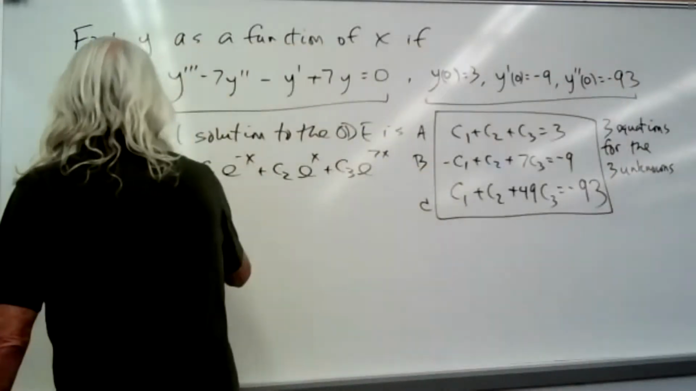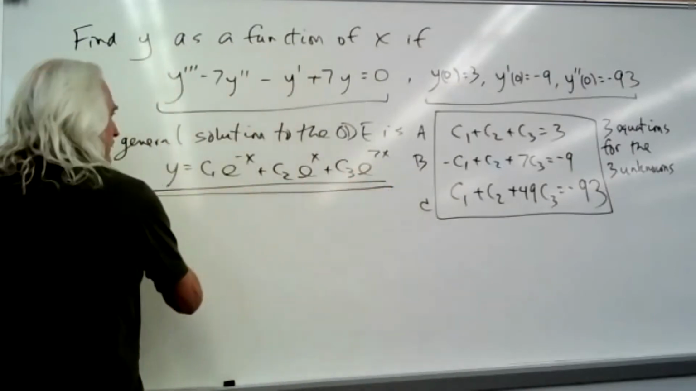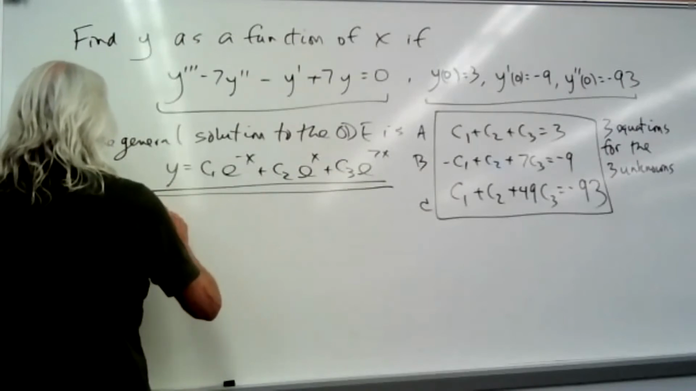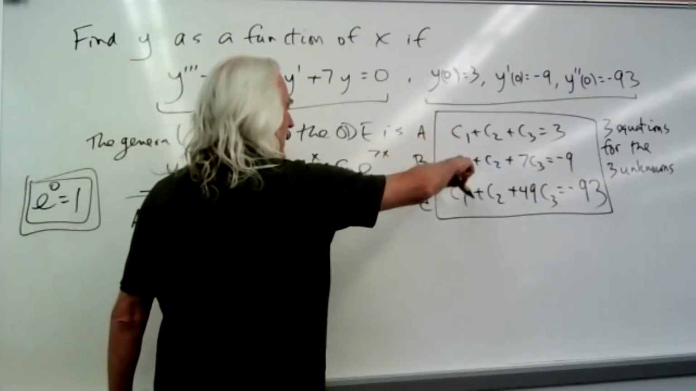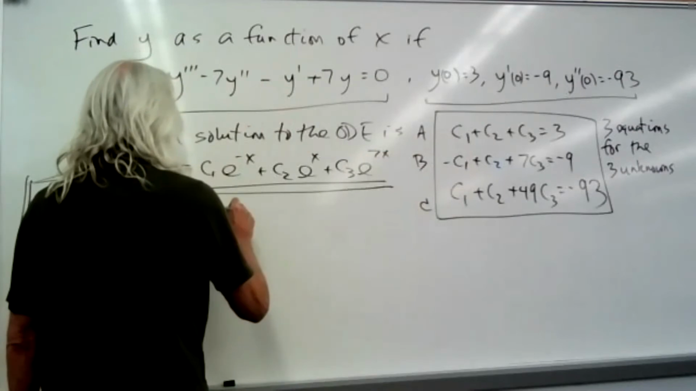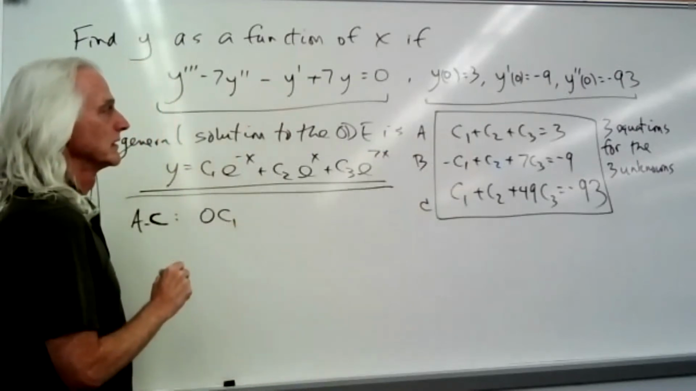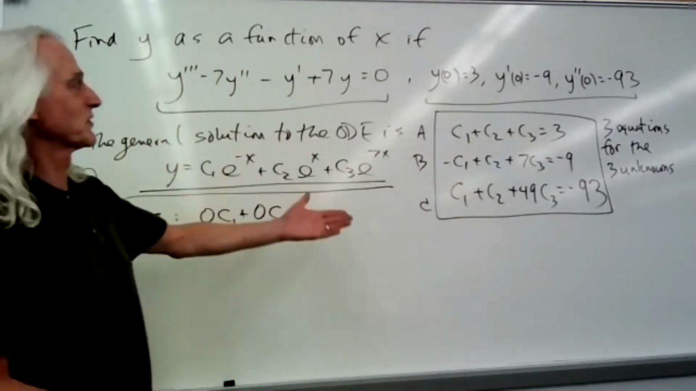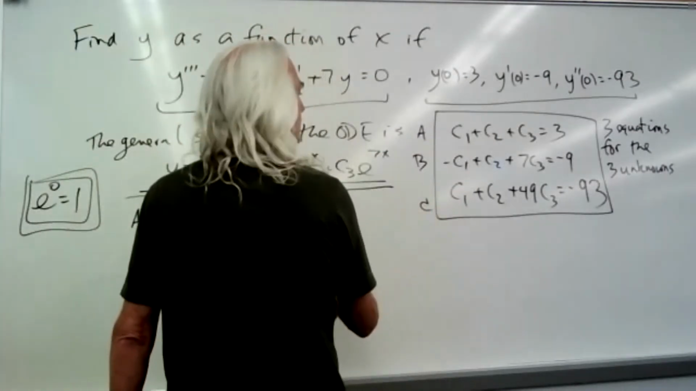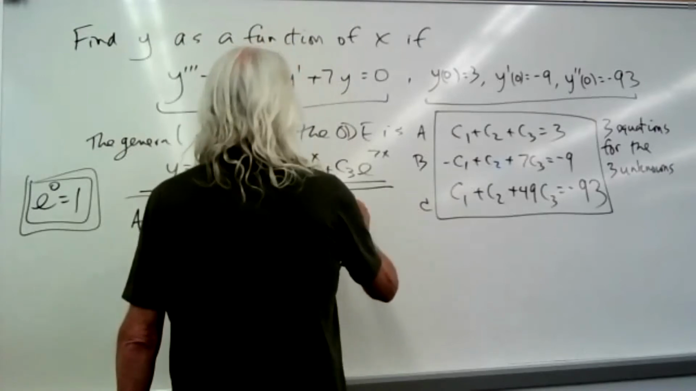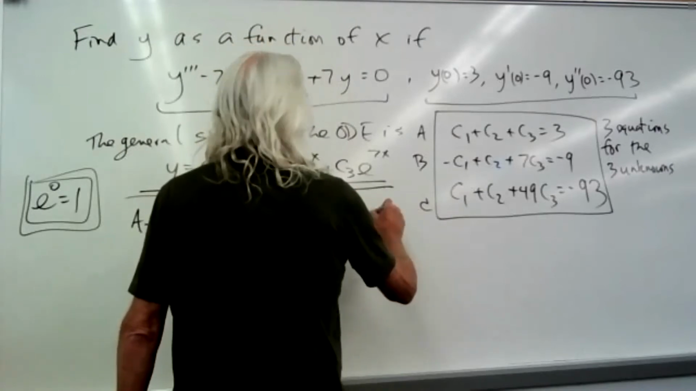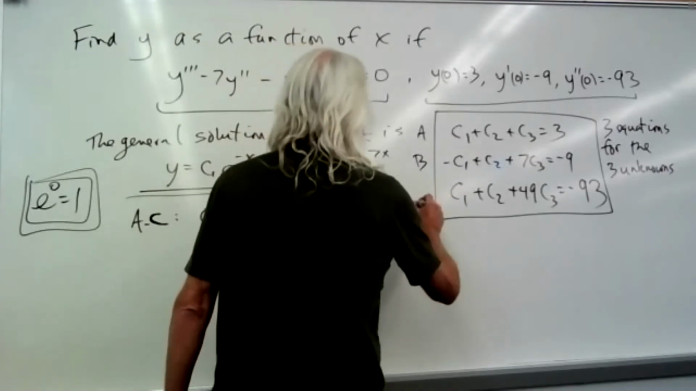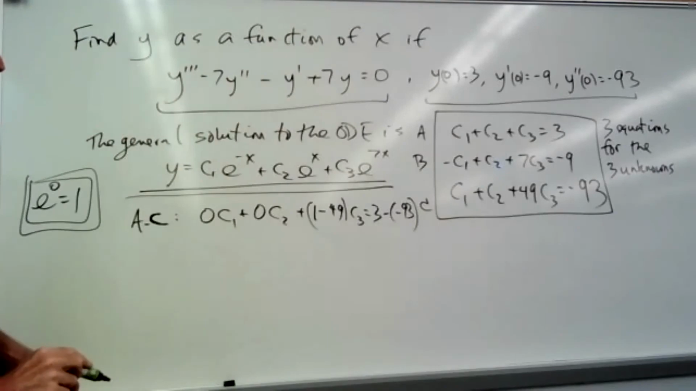And let's remember, we want to save that. We're going to need that later. We take A minus C. What do I get if I take equation A minus equation C? I get 0 C1 plus 0 C2. And that's why I did that. That's why I subtracted them. Okay, plus 1 minus 49 C3. And that's going to be equal to 3 minus negative 93.